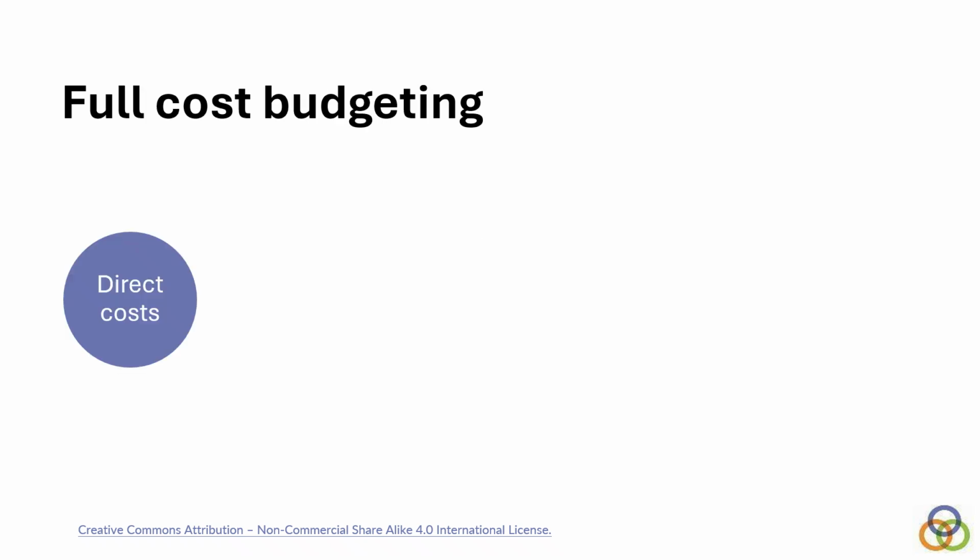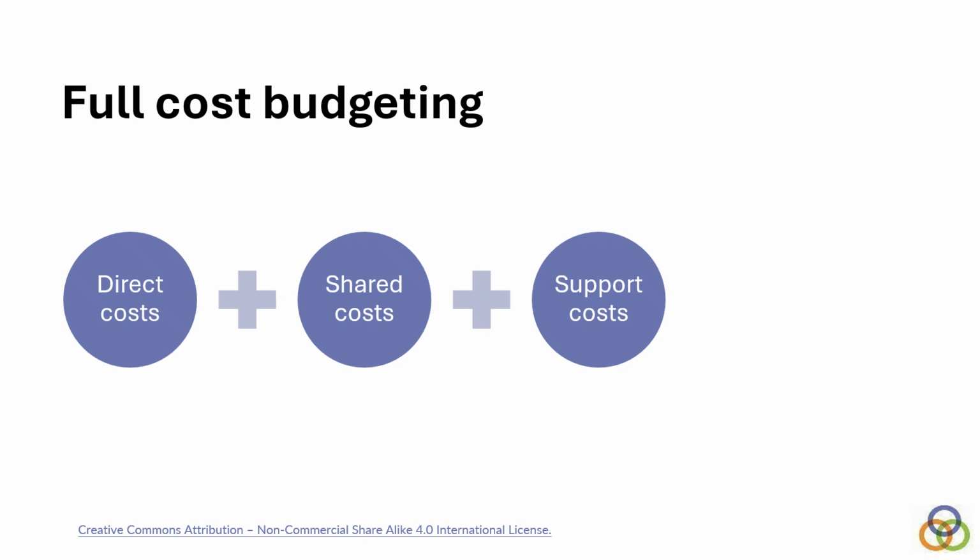And full cost budgeting is the direct costs in full, plus a fair share of shared costs, a fair share of support costs. And that's what we want in every single budget that we put together for every activity and grant application that we submit.